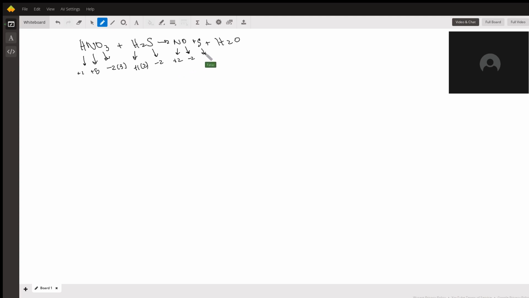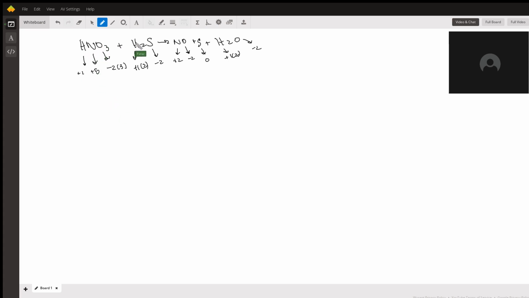This sulfur is a zero charge. This is a plus one times two, the hydrogen. And then this one is a minus two. So basically, they all have net charges of zero, and that's how I got these numbers. So you're just adding them up so the net charge is zero. So one plus five minus six is going to give us a zero net charge. And that's what this nitric acid has, a zero net charge.